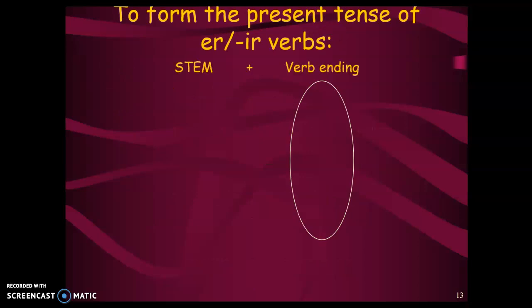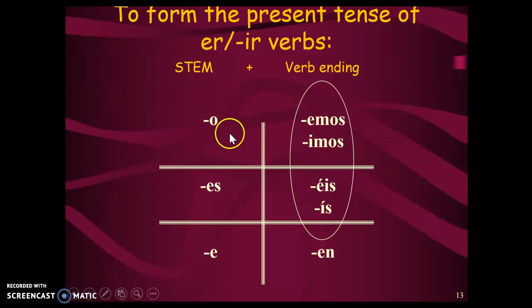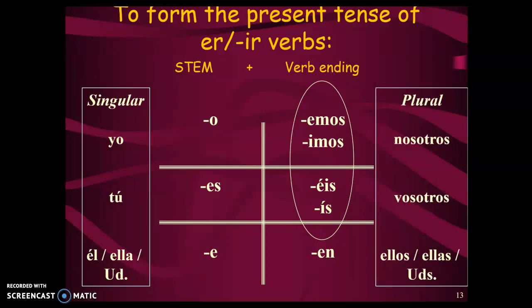Now, the last time I saw you guys, we took notes on ER and IR verbs. So same thing as in AR verbs. You remove the ending and the rest of the letters are your stem. And these are the endings for ER and IR verbs. The only thing different here, they're identical. The only thing different is with nosotros and vosotros. For ER, the ending is emos. For IR is imos. Again, for ER and vosotros is éis. And for IR is ís. Okay? Like this.